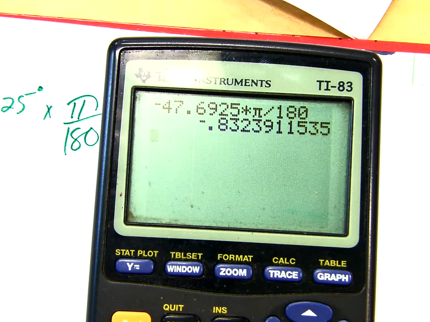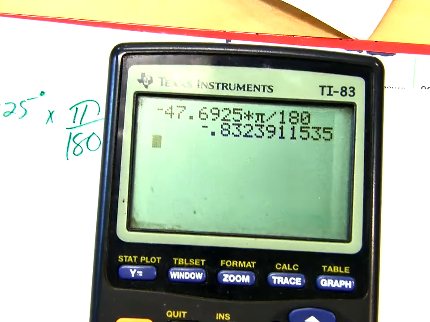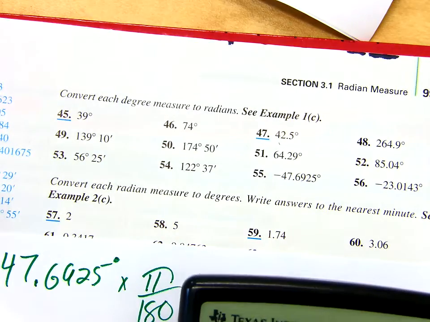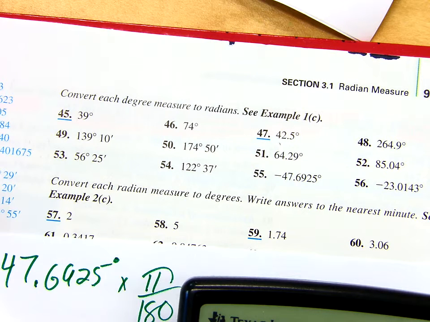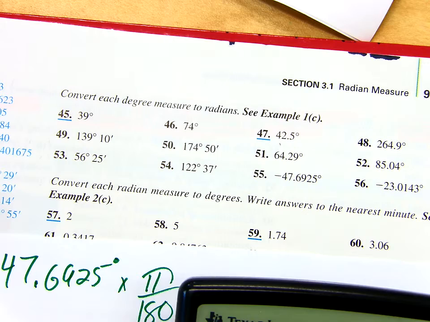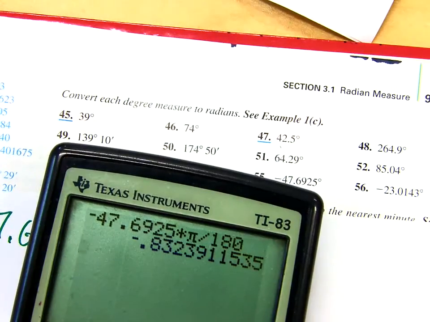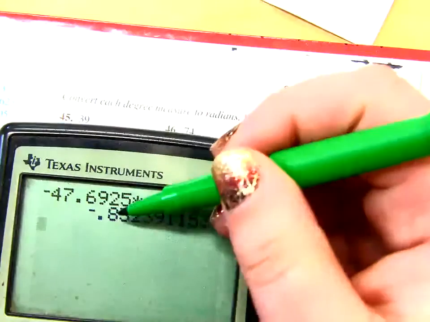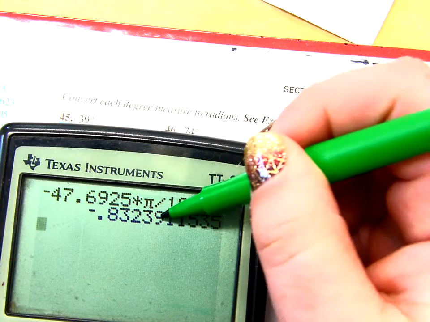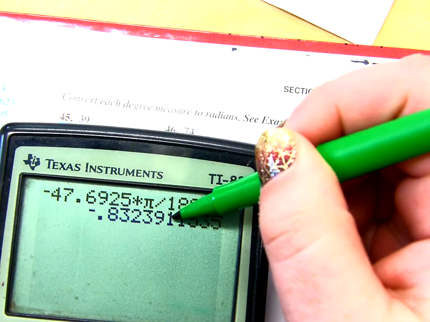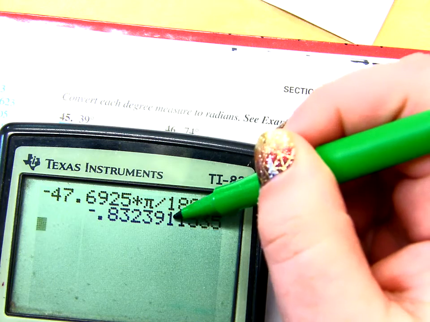Okay, so there's my decimal, but I have to worry about significant figures. So how many do I have in that original? 1, 2, 3, 4, 5, 6. Right, so my answer should have 6. So I'm going to go out 6 decimal places. 1, 2, 3, 4, 5, 6. So that 1 should be my last digit. Since that's a 1, it'll just round down.